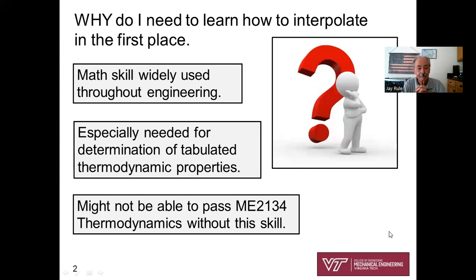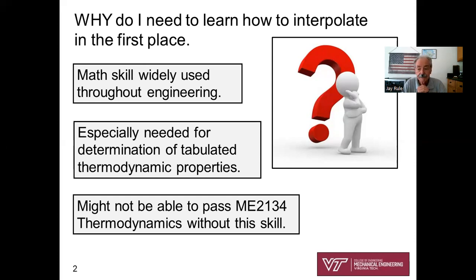So you might say, why do I need to learn how to interpolate in the first place? Well, I've got three answers for you. One is that this is a math skill that's widely used throughout engineering, both in practice and in the upper level classes. So you're going to be using some type of interpolation for the next 2 years of your undergraduate experience. Also, this skill is especially needed for the determination of tabulated thermodynamic properties here in your course.